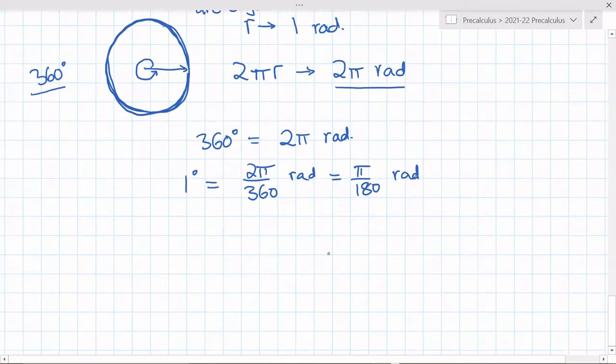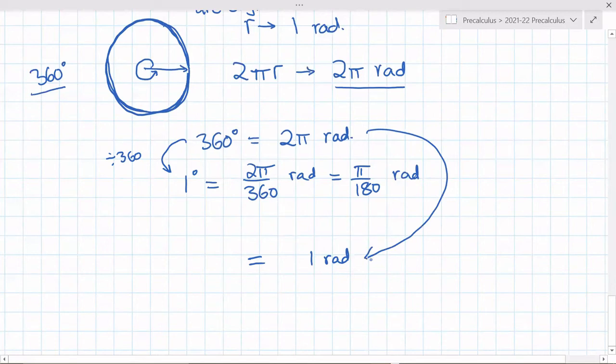And we can go the other way also. What is 1 radian equal to? 2 pi radian is 360 degrees. So for 1 radian, what we did was, to do that, we divided by 360, right? And here I'm going from 2 pi to 1 radian. So what can I do? How can I do that?